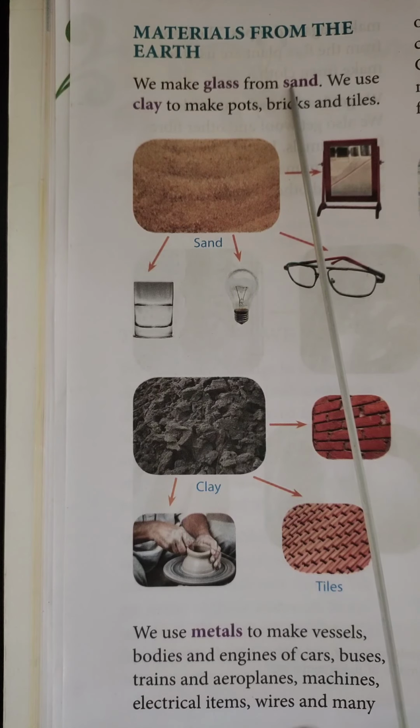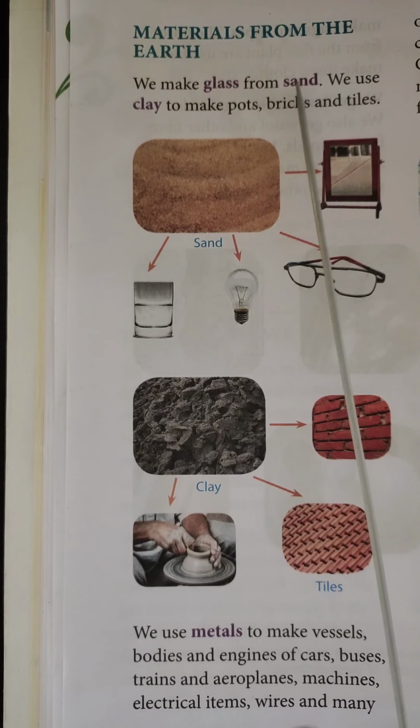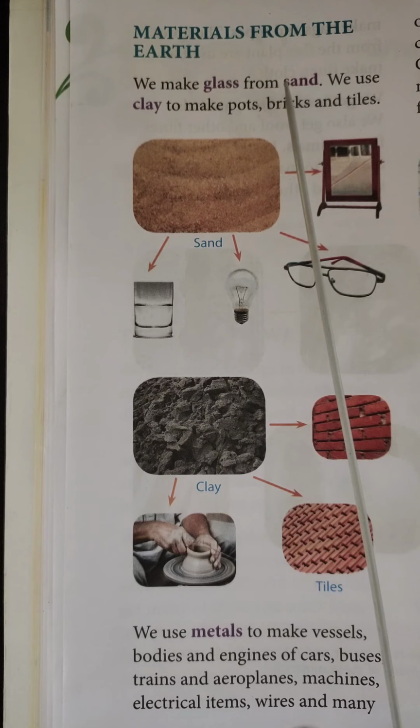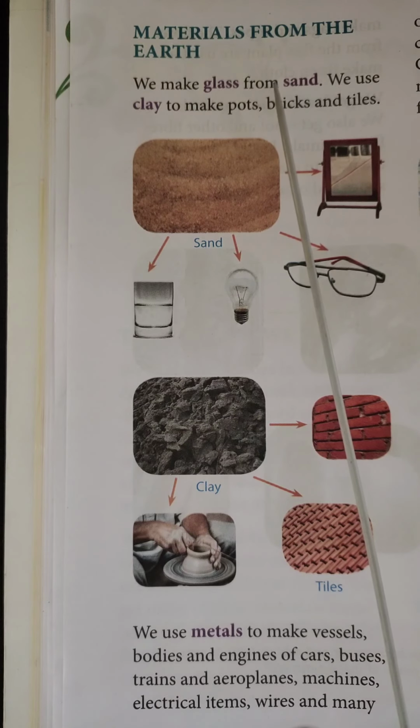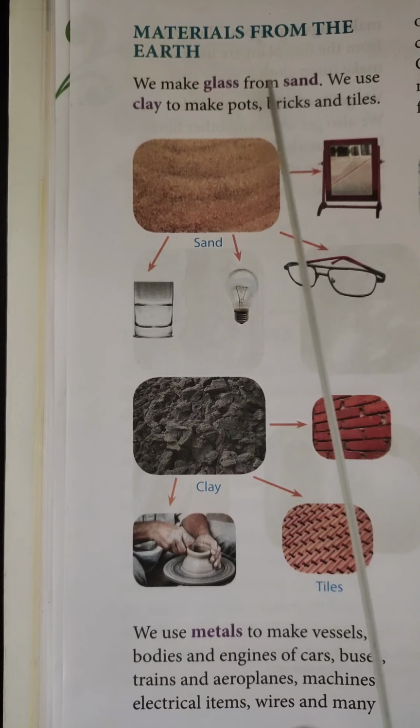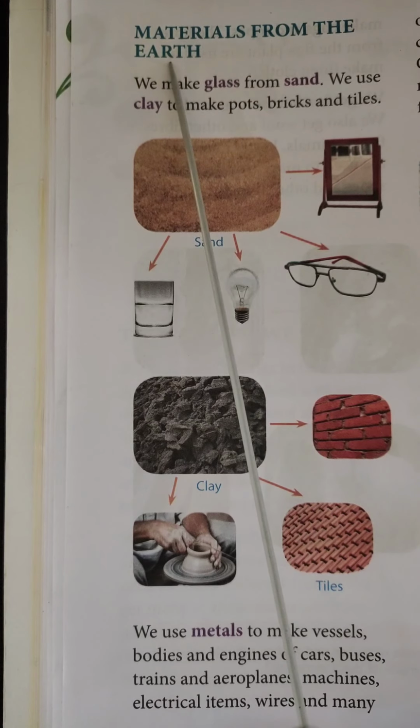Other than sand, along with sand, they also use two other chemicals. One is sodium carbonate and the other one is calcium carbonate, which is also called limestone. That also you'll be learning in higher classes. Now here you need to know sand is used to make glass that we get from earth.